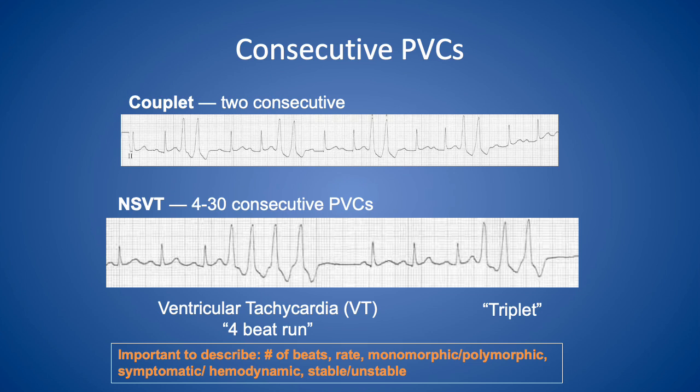As a provider, it's important, or helpful, to communicate with your pediatric cardiologist to describe what that VTAC looks like. What's helpful is the number of beats, the rate, whether it's monomorphic or polymorphic, whether or not there was symptomology or hemodynamic compromise, and whether the patient showed any signs of stability or instability.